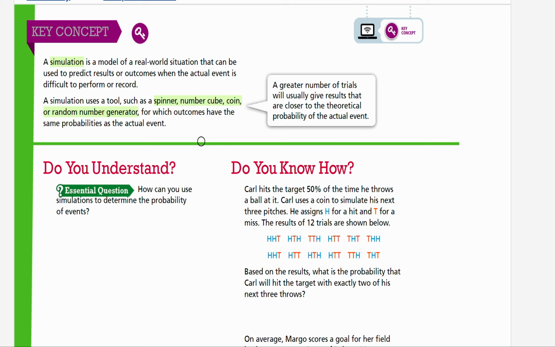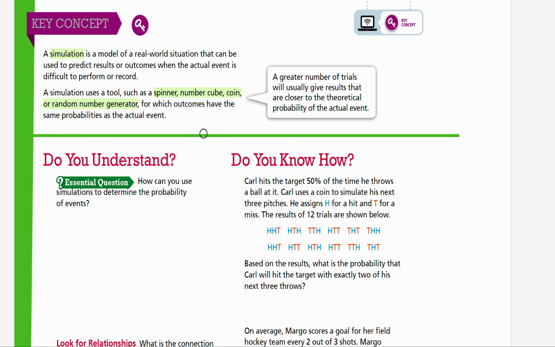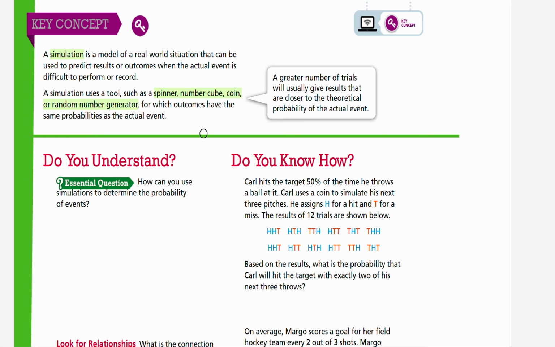So a greater number of trials would usually get results that are closer to the theoretical probability of the actual event. So it may be more trustworthy, but again, your actual event is really unpredictable. Like you can never be 100% sure of an outcome. So there's always some probability that it's not going to go as we predicted, but some predictions are better than others.